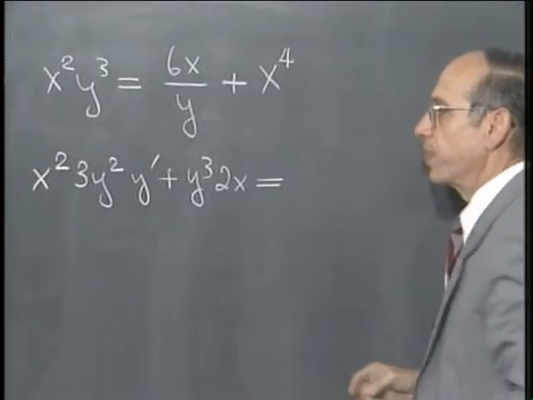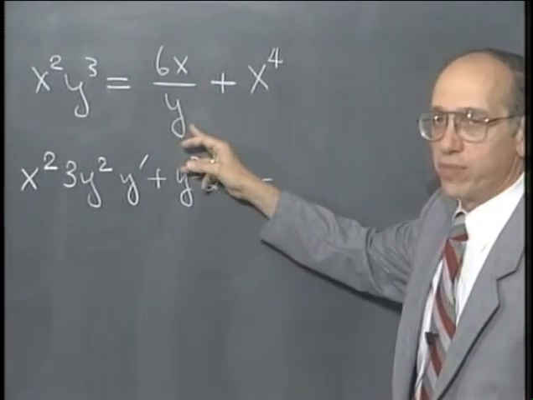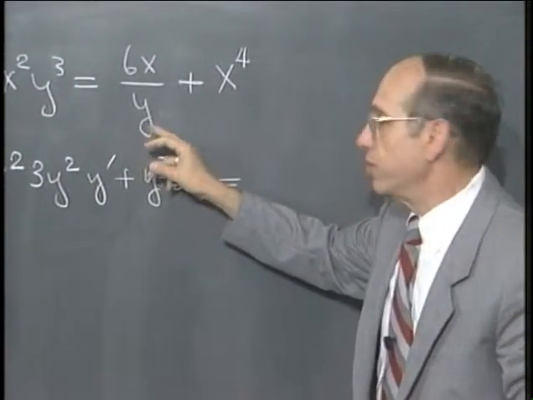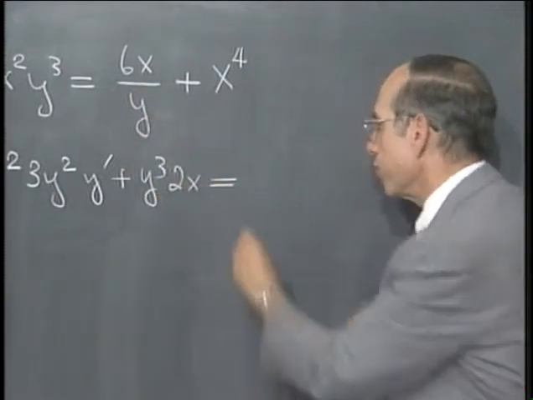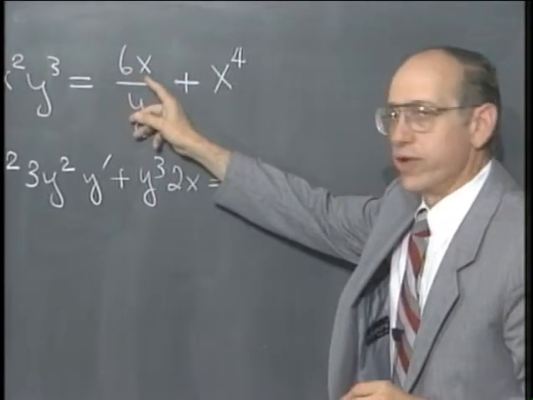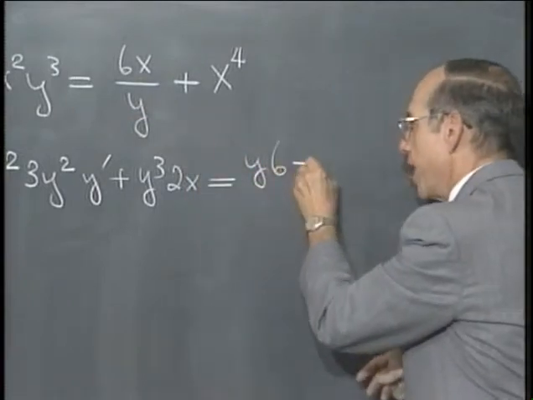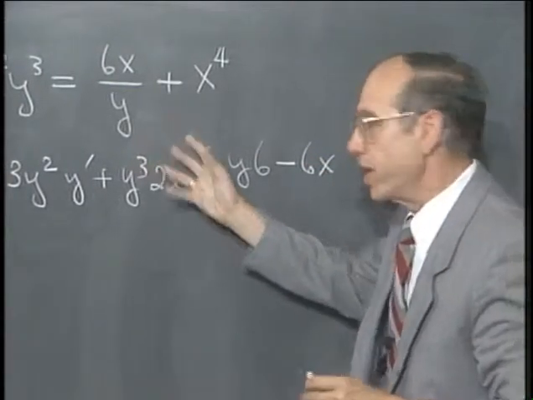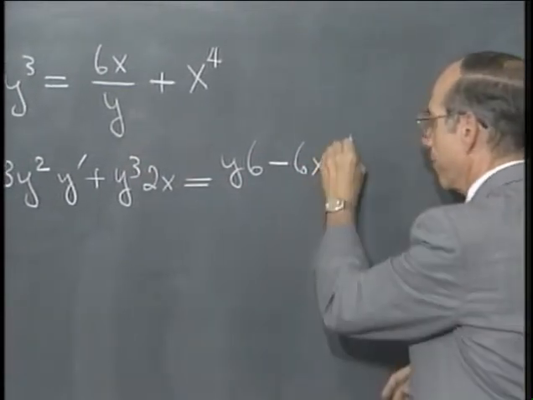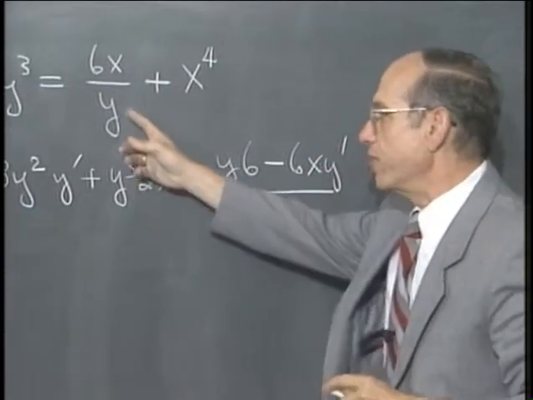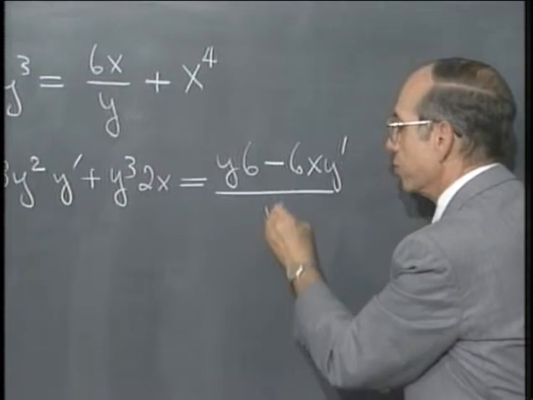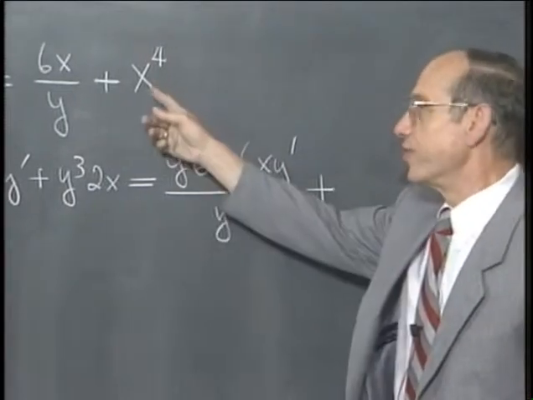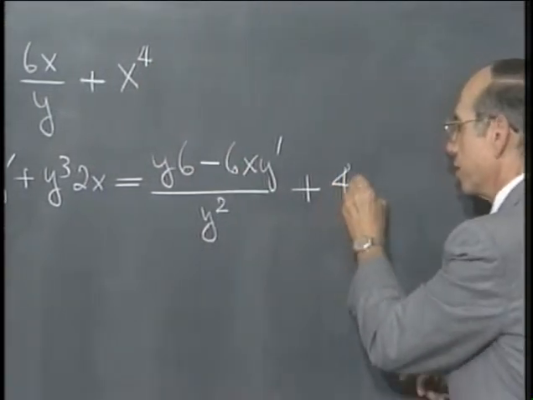This is equal to, now we take the derivative of 6x divided by y. That's a quotient. And we have to use the quotient rule. Remember, y is a function of x. Taking the derivative, we get the denominator first, that's y, times the derivative of the numerator. The derivative of 6x is 6, minus 6x times the derivative of y. The derivative of y is y prime. The whole thing divided by the square of this denominator, and the square of y is y squared. Plus, finally an easy one, the derivative of x to the 4th is simply 4x cubed.